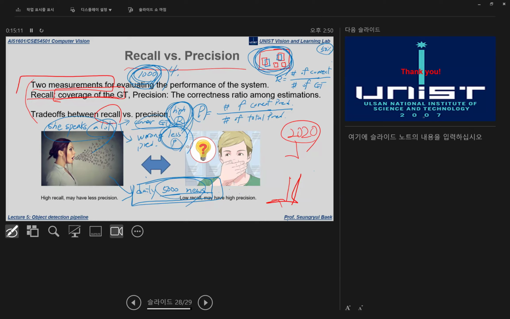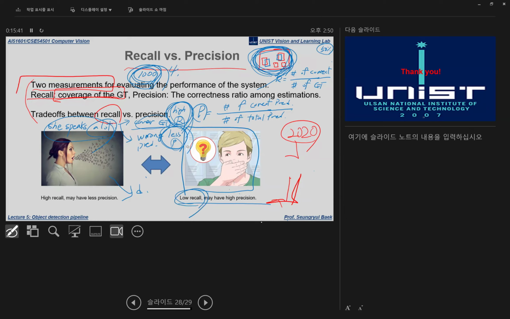And the other way around, for example, persons who speak less may have low recall. For example, if there are four ground truths, but because they predict less, they output fewer predictions, so they can only cover two bounding boxes.